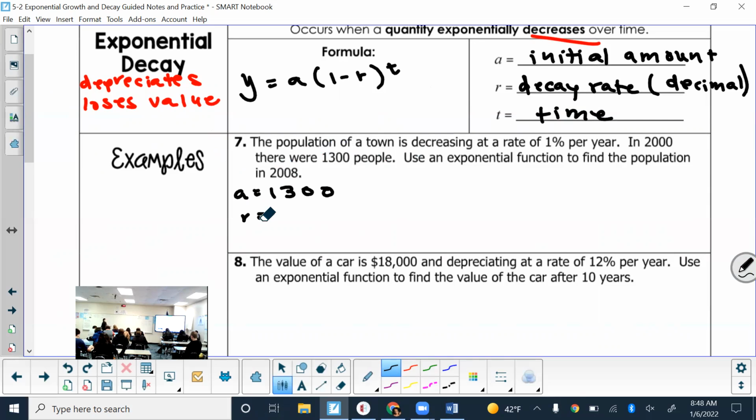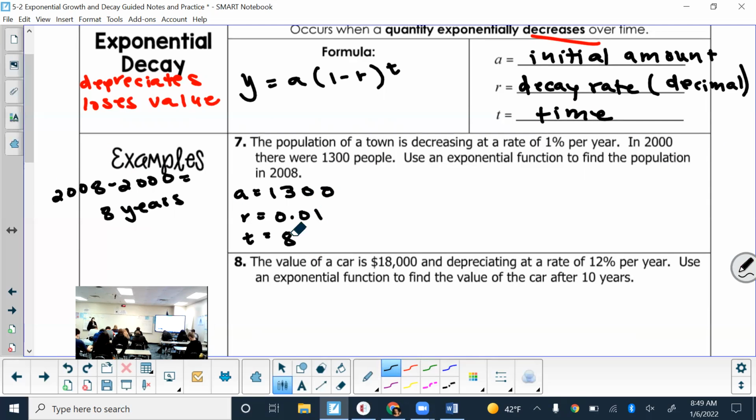What's the decay rate? 0.01. And what is the T? 8. And how do you know that? It doesn't say 8 anywhere. How do you figure that out? Because between 2000 and 2008 is 8 years. Good. All right, so use your critical thinking skills. If we're looking at a range from 2000 to 2008, we'll subtract the 2. And you get a total of 8 years for the time frame.